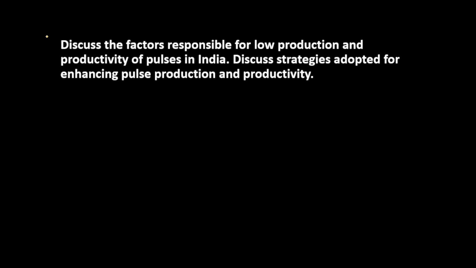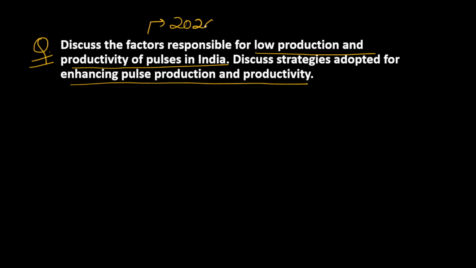So today we are going to discuss the next question of our agriculture optional answer writing practice series. The question we are going to discuss today is: discuss the factors responsible for low production and productivity of pulses in India, and also discuss the strategies adopted for enhancing pulse production. This question was asked in the 2024 civil services examination, the agriculture optional paper.